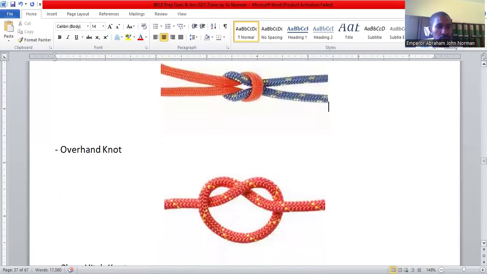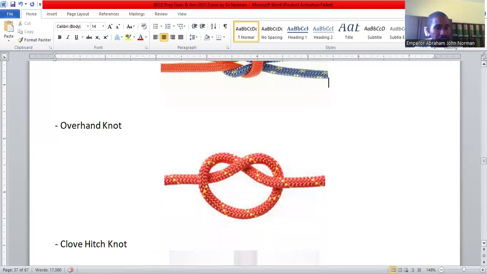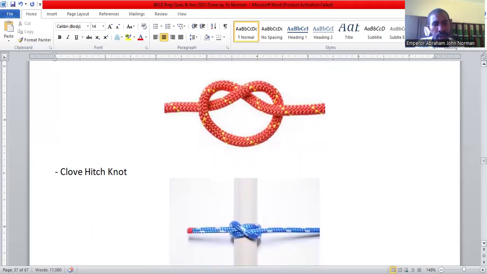Yeah, look at this one. We call this one overhand knot. As for that one, you try to make a loop, fold, try to make a loop, then fold one this way, the other one that way, and then you pull it to make a firm knot. That is it. Then you have clove hitch knot.